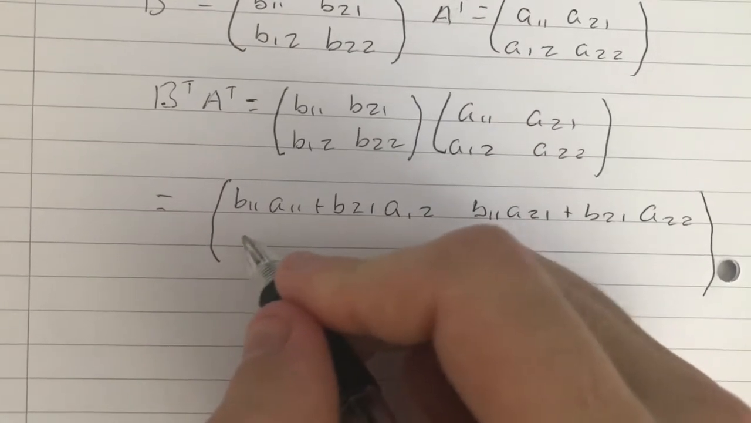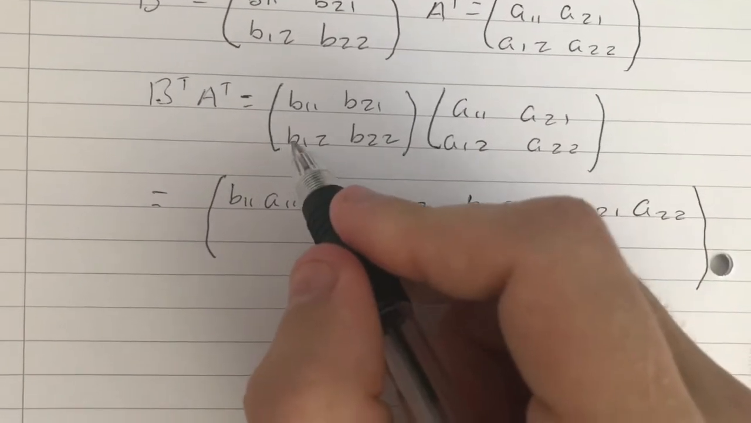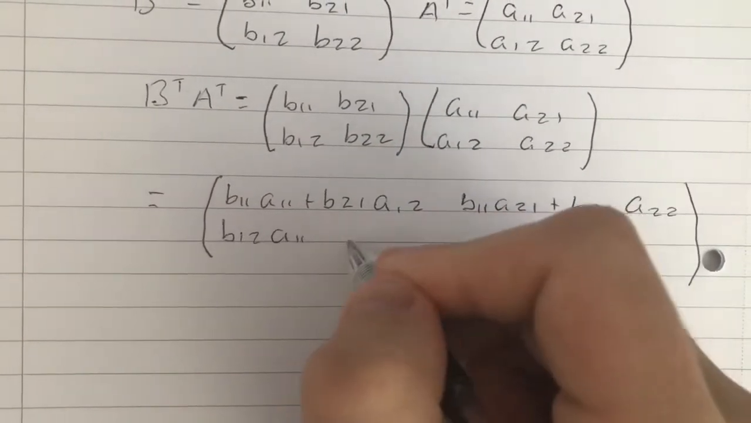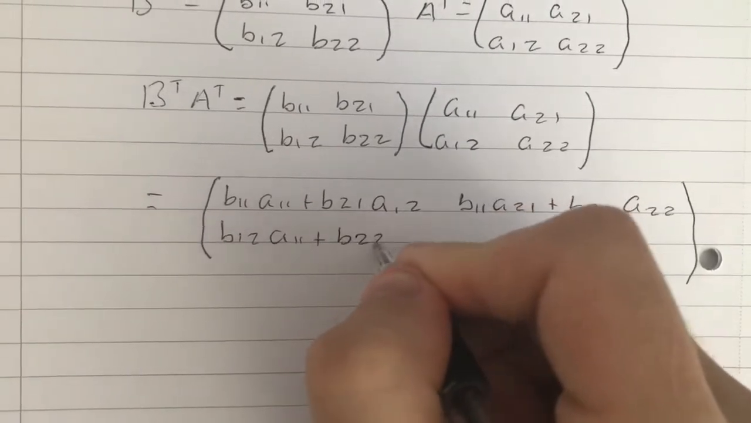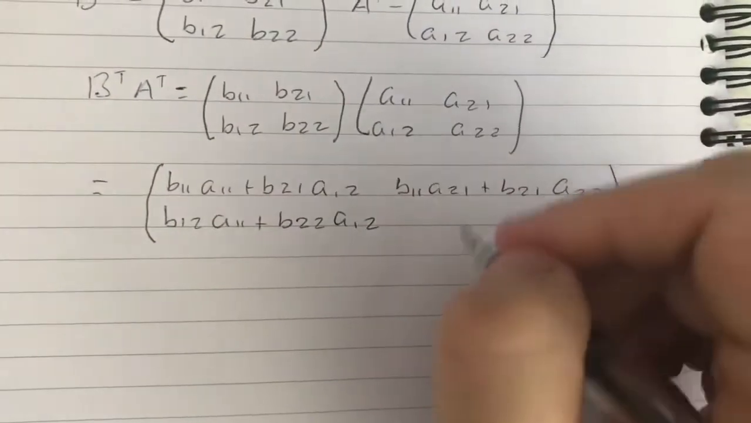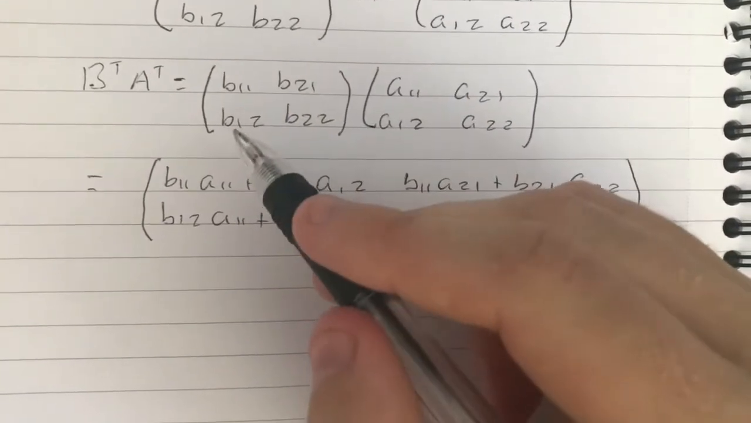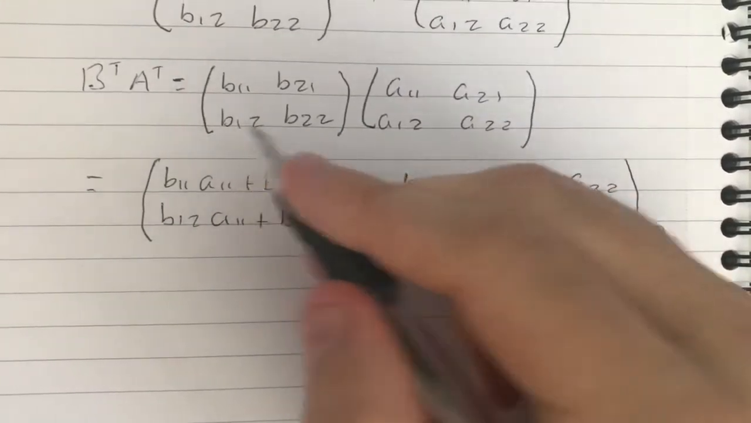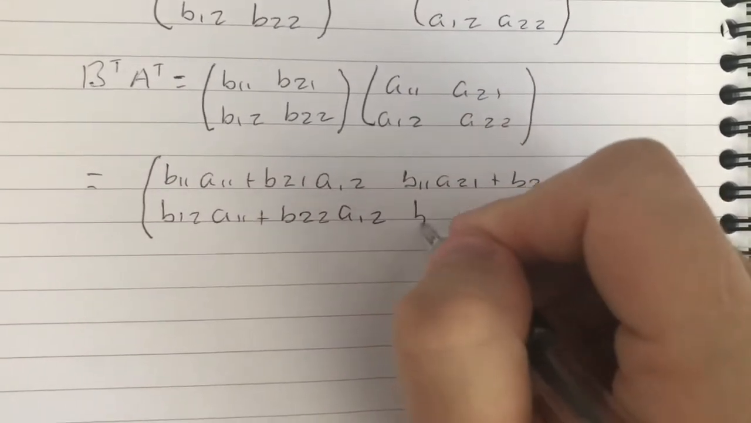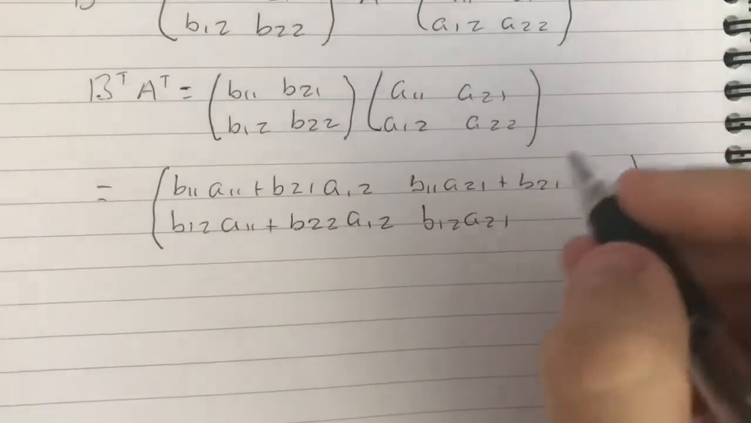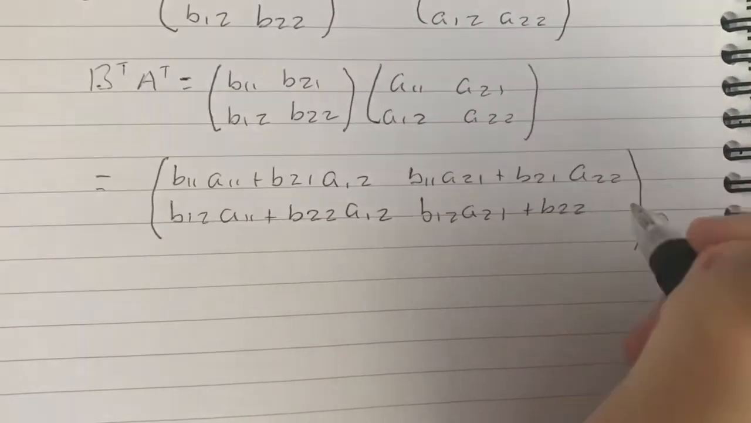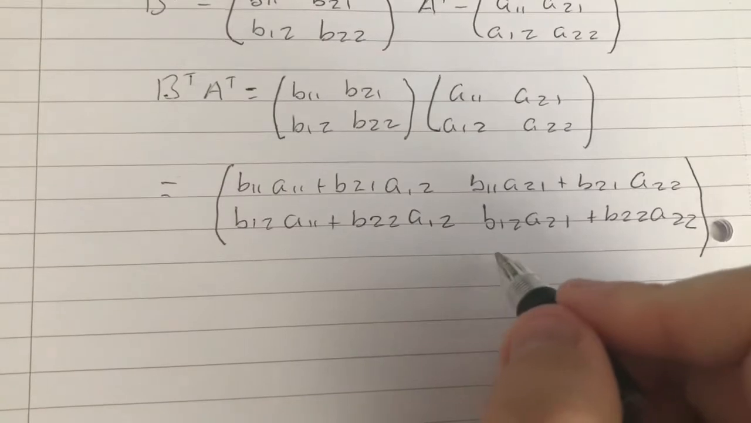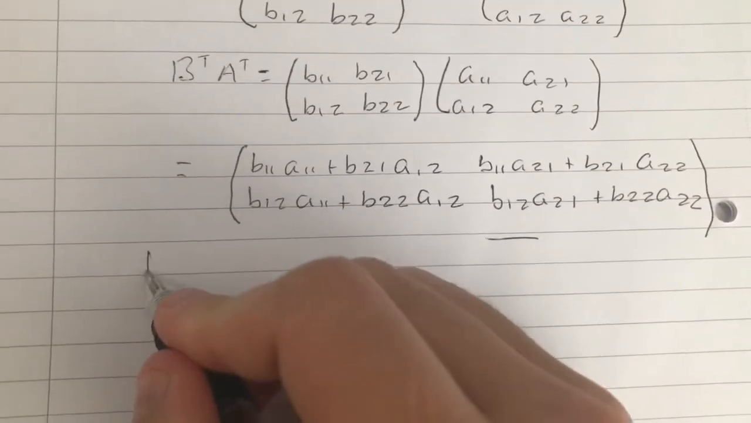This one is the second row, first column of our new matrix, so we go across the second row, down the first column. So we get B12, A11 plus B22, A12. And for the last one here in the second row, second column, we go across the second row, down the second column, so we get B12, A21 plus B22, A22.